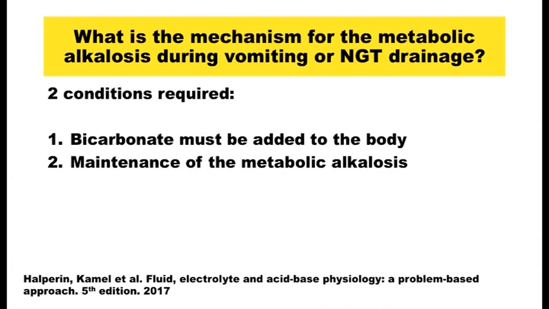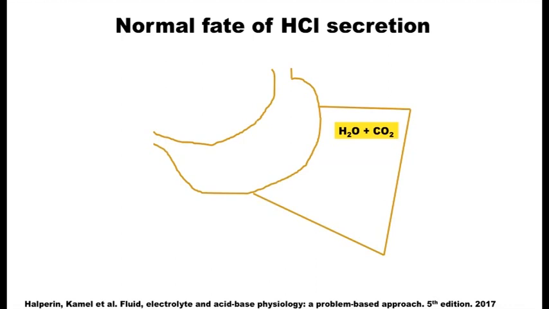So I just want to focus a little bit more on the common cause of metabolic alkalosis seen in patients in the ICU and outside of the ICU, and that is metabolic alkalosis due to vomiting or nasogastric tube drainage. Now, for this to develop, you need two conditions. The one is you need to add bicarbonate to the body, and the second is the metabolic alkalosis needs to be maintained. So this is the normal fate of hydrochloric acid secretion that happens to us all on a daily basis.